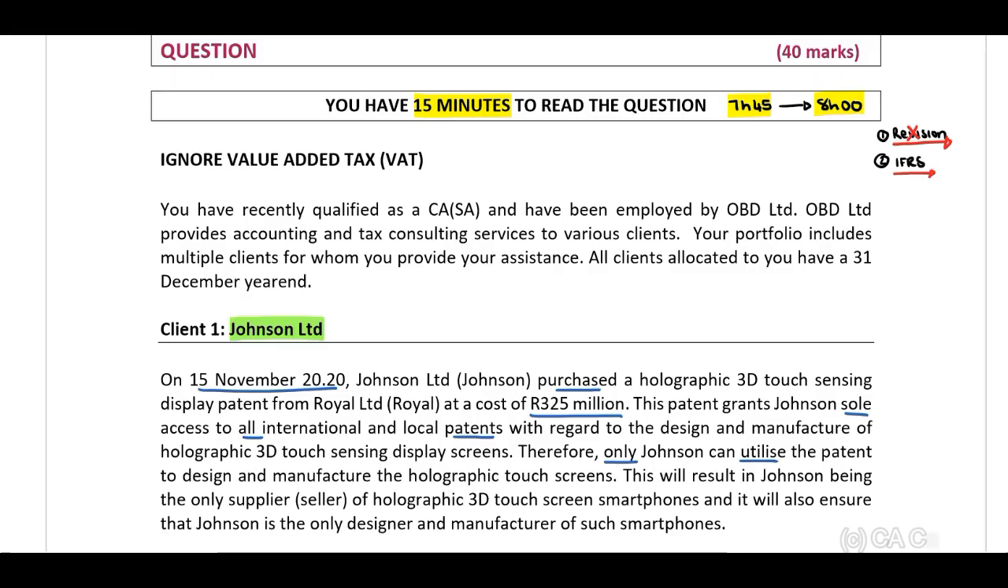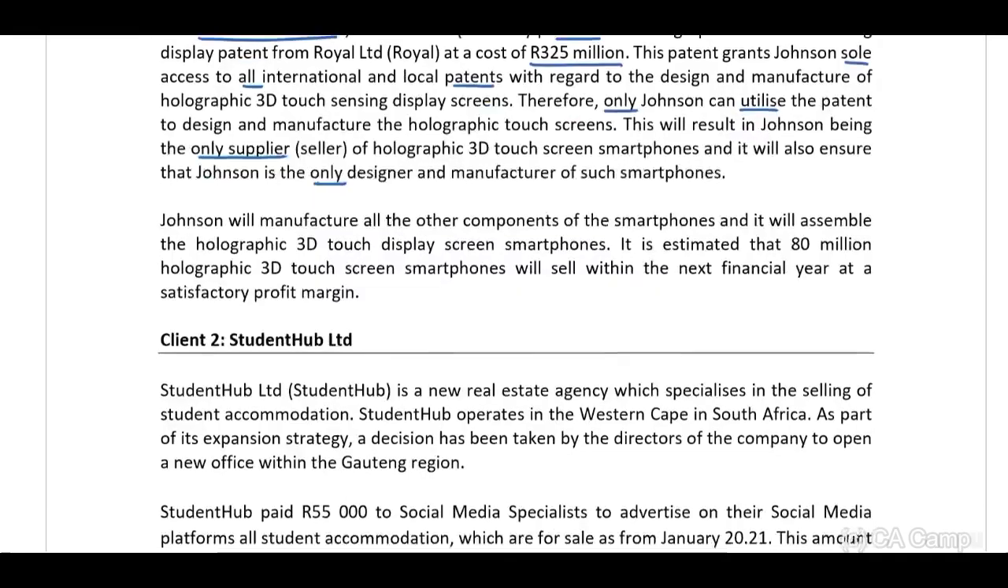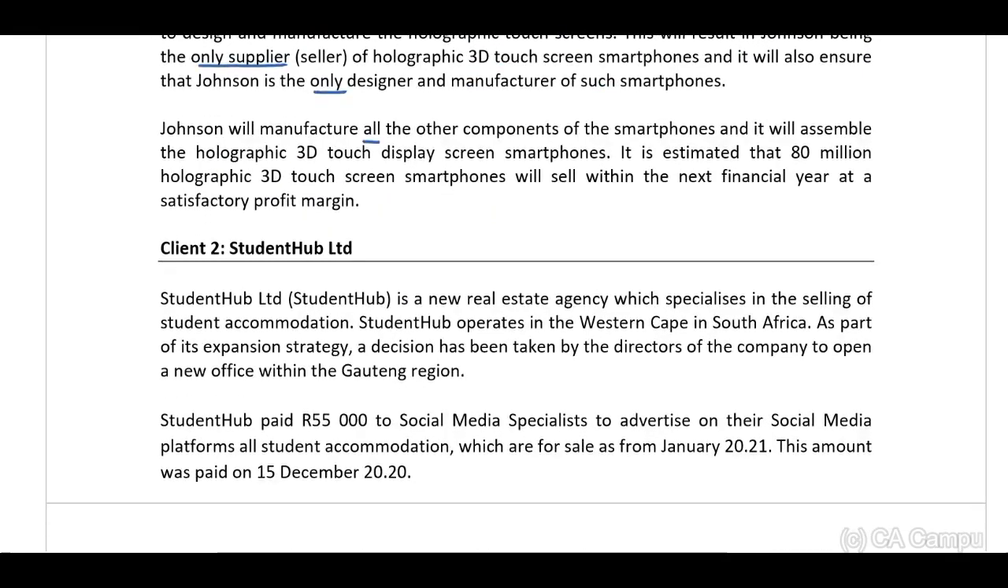This will result in Johnson being the only seller of holographic 3D touch screen smartphones, and it will also ensure that Johnson is the only designer and manufacturer of such smartphones. Johnson will manufacture all the other components of the smartphones and it will assemble the holographic 3D touch display screen smartphones. It is estimated that 80 million holographic 3D touch screen smartphones will sell within the next financial year at a satisfactory profit margin. Client 2, Student Hub Limited.